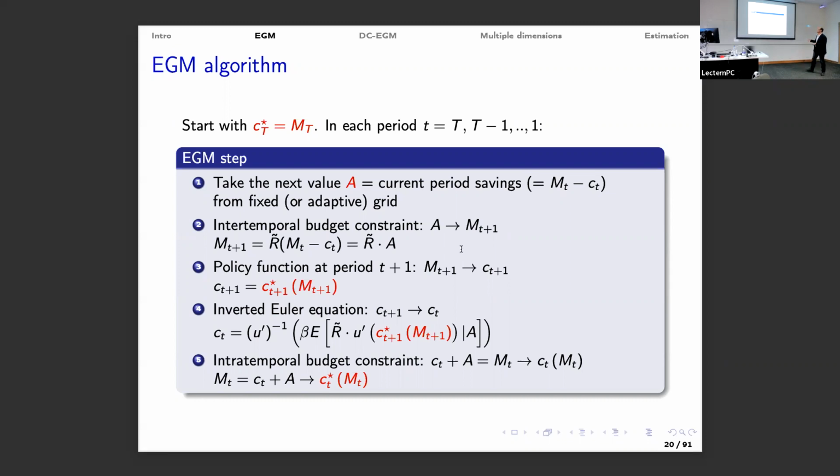Right? You can see that we started with the guess of A and we ended up with the MT and the corresponding CT. So we basically put these numbers together, and going point by point through some grid on A, we just reconstruct this function, or the approximation of this function.